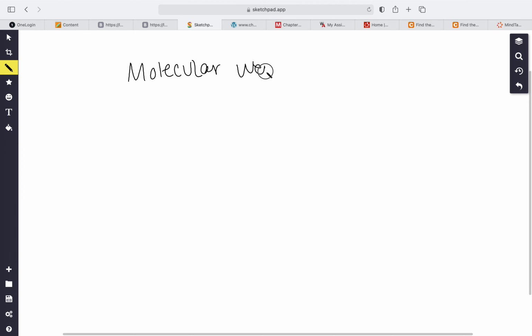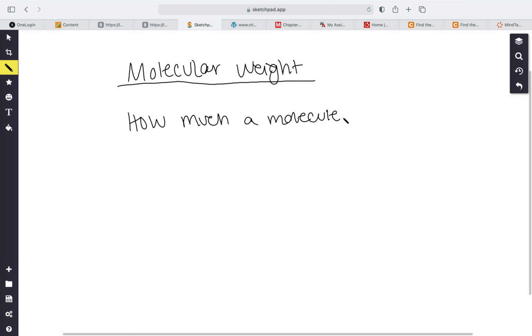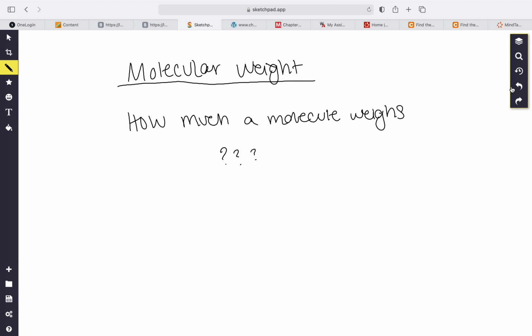Molecular weight. What molecular weight tells us is how much a molecule weighs, right? And you might be wondering, why do I need to know this? Well, it comes into stoichiometry, it comes into empirical formula, basically anything where you have to figure out how much a mole of something weighs is where you're going to have to find the molecular weight. We're not finding out how much a molecule weighs, we're finding out how much a mole of a molecule weighs. So that comes into play.